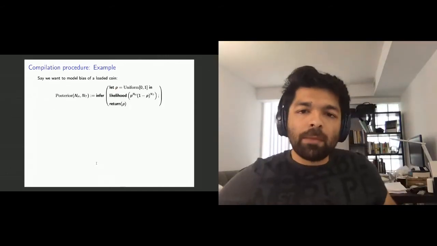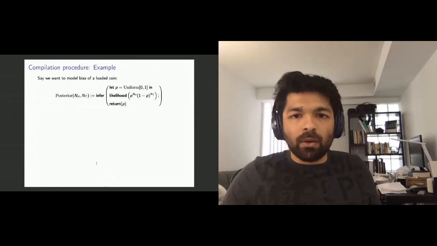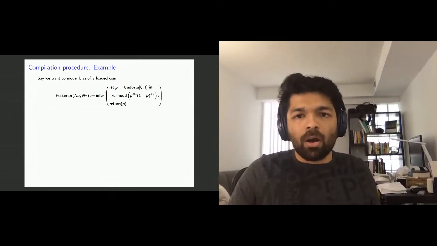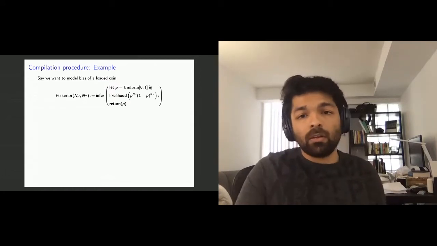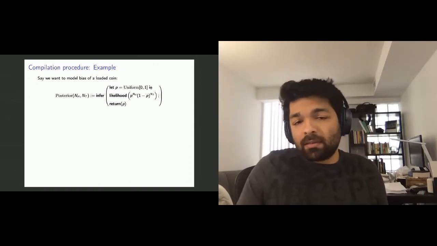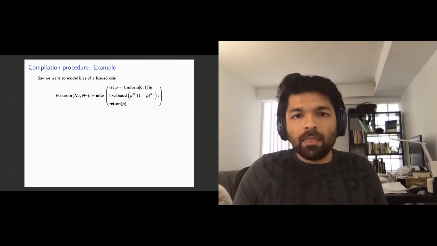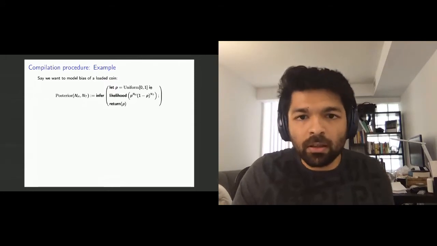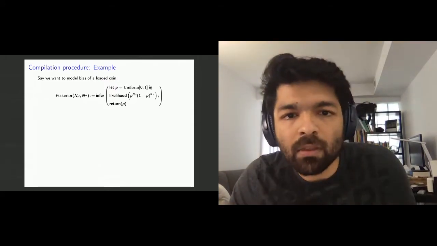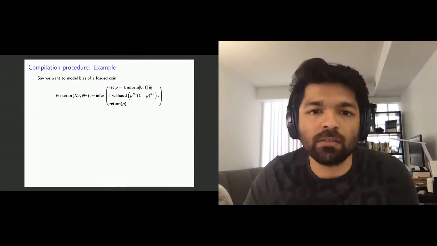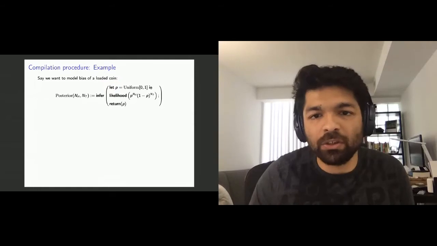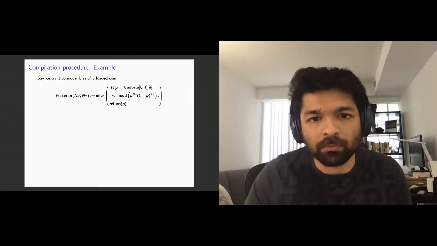Here, a priori, I don't know what the bias of the coin is, so I set that prior to be the uniform distribution between 0 and 1. I don't know anything about the coin, so the bias can be anything. Then I scale the likelihood by the likelihood of the Bernoulli distribution. And our goal is to compute the posterior distribution of the bias. So we just plug it into infer, which should return the normalized posterior distribution.